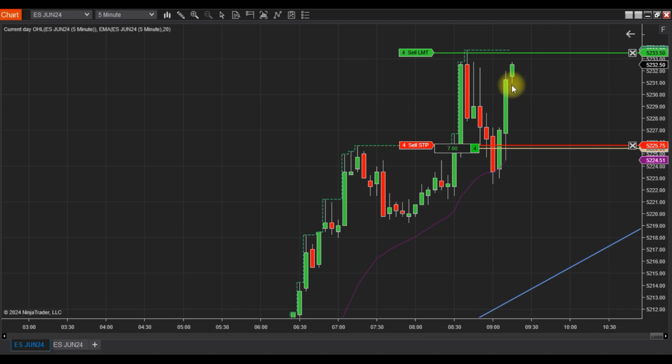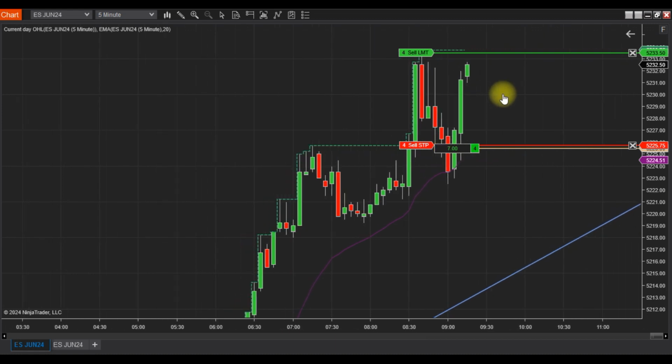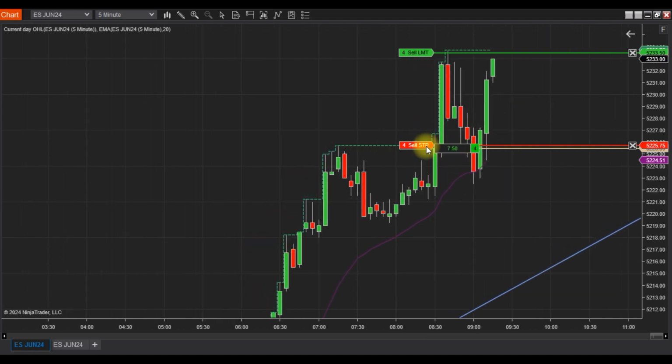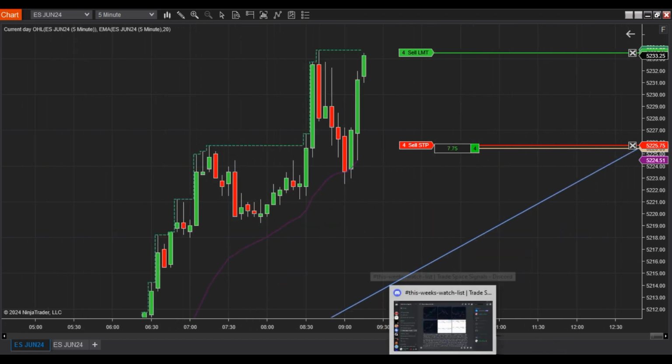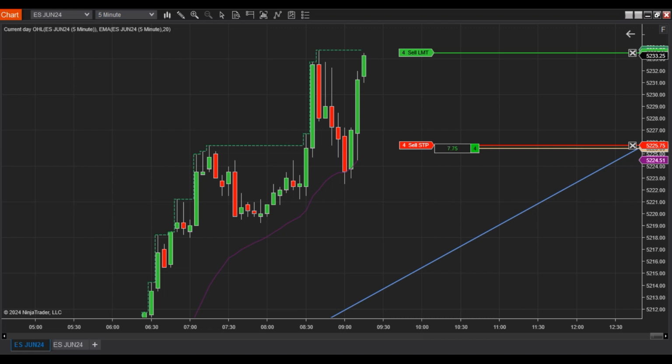I am kind of tempted just to move my stop just below this bar here. Maybe I will. I just won't let it go negative. Oh, I don't think it's going to matter. It doesn't make a difference. Come on, one more tick. It's being a tease, guys. It's being such a tease.